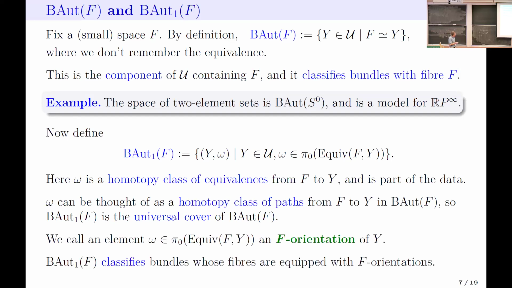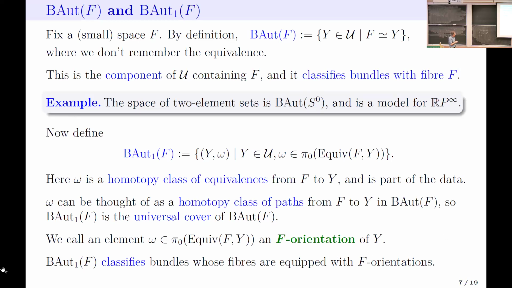So I'm going to give a name for this kind of data where I take a homotopy class of equivalences from some fixed space to some other space. I'm going to call it an F orientation of Y. Okay. And you'll see why once we get a little bit further into the talk.